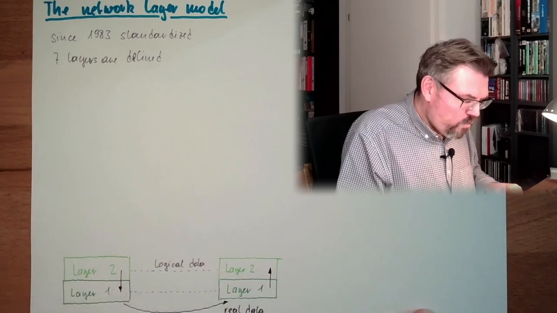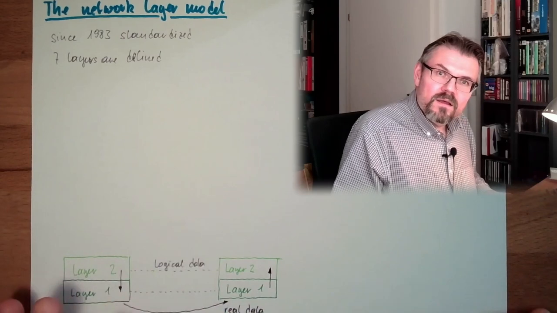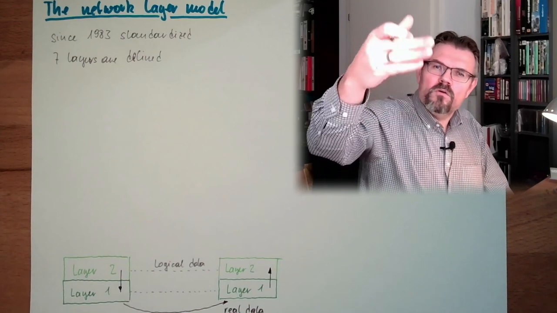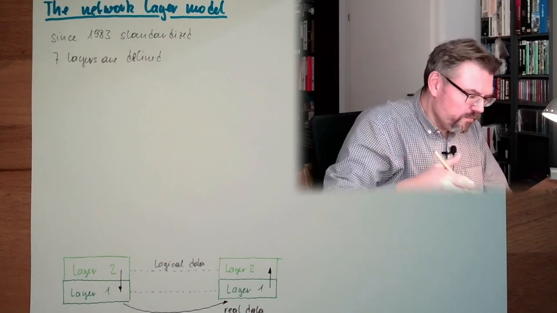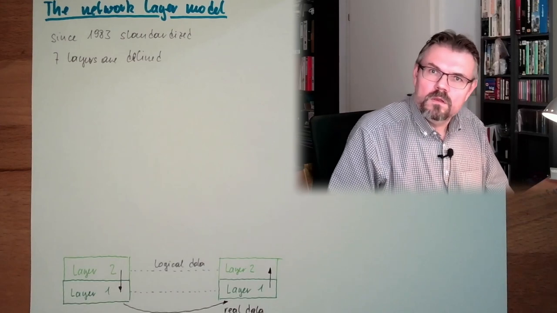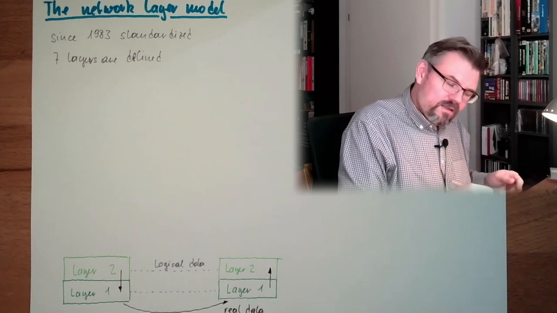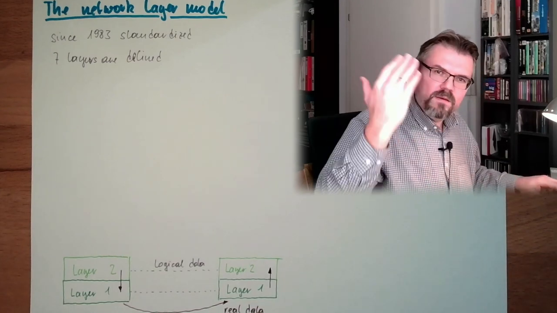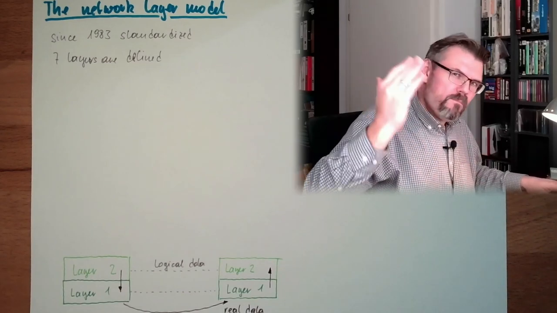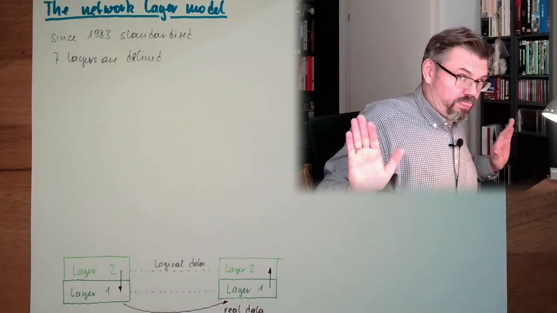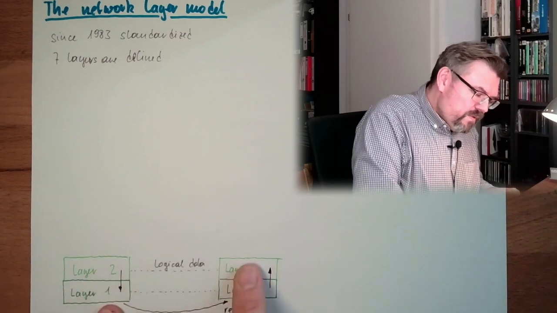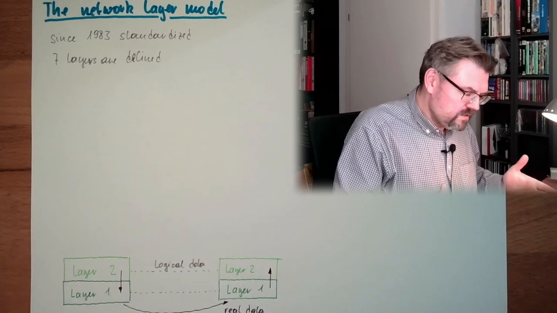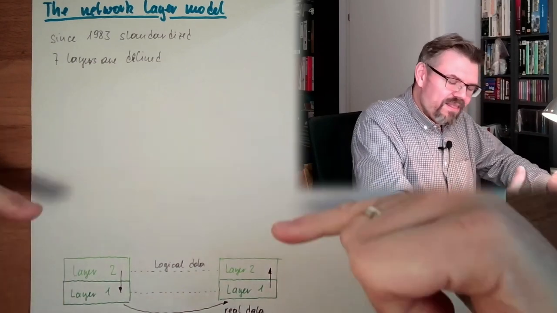And layer 1 does not really matter. It's like in the postal service: if I write a letter, I'm communicating with the one who is reading the letter and not with the postman. The transportation does not really matter, whether it's by train, bus, ship, plane, whatever. For me, we are communicating to each other. Layer 2 also has a certain purpose, and so they defined 7 layers.